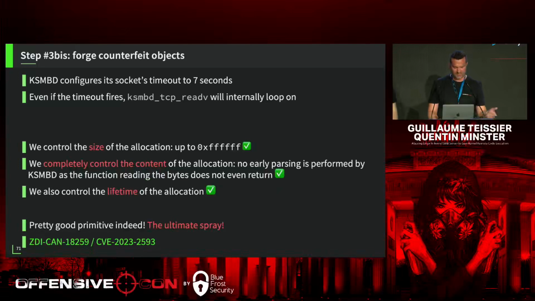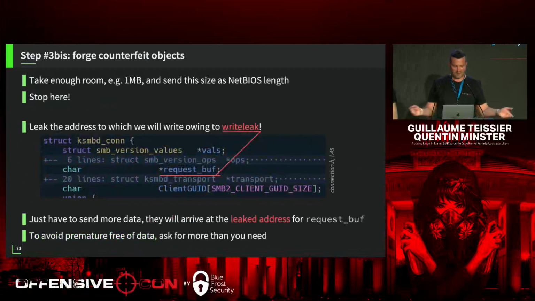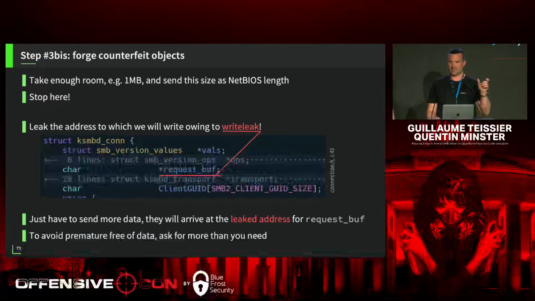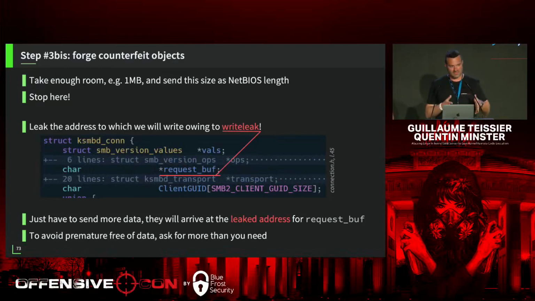So this is a third bug that we have submitted to ZDI, and this is the bug that allows us to forge kernel objects. So how do we do it? We can, for example, take a huge size, like 1 megabyte, send this size as a NetBIOS length, and then stop here, don't send the bytes. Using the leak primitive, we can then leak the request buff, which is the address where the data will arrive when we send the data later, and then forge our object, send this blob of data to the TCP socket, and then the content will arrive and the kernel will fill the request buff as long as we send the TCP bytes on the other end.